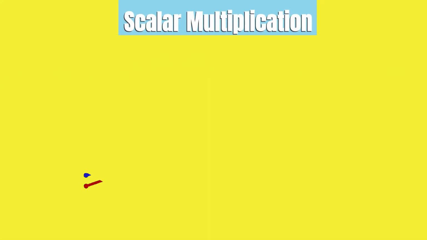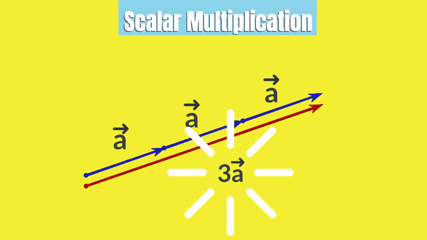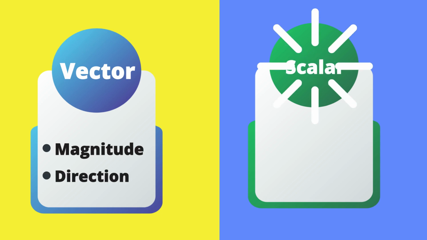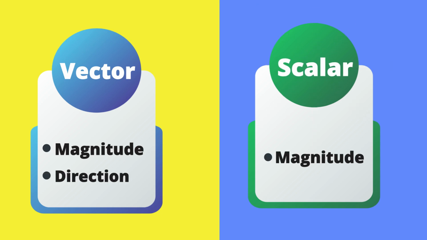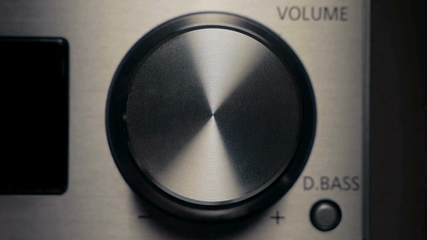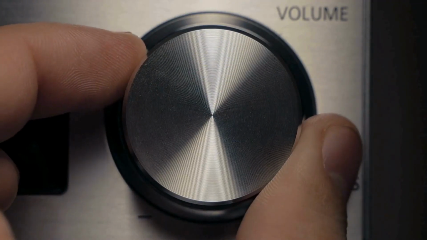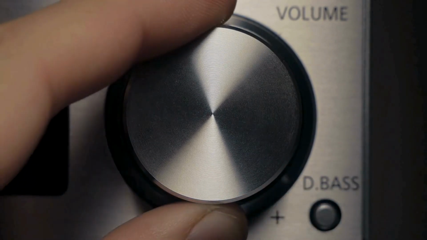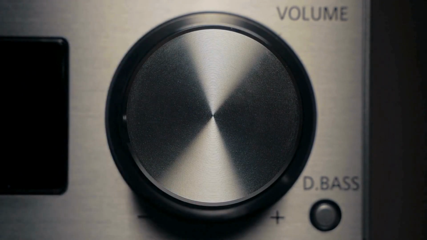It's a way to stretch or shrink vectors by multiplying them with a single number called a scalar. Unlike vector addition or subtraction, which changes both the magnitude and direction, scalar multiplication only affects the magnitude. Think of it as adjusting the volume of the vector while keeping it pointed the same way. Let's break this down step by step, making it as simple as possible.